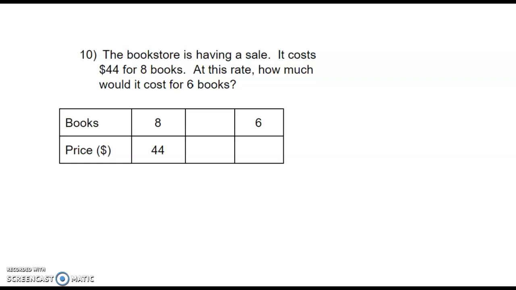The bookstore is having a sale and it costs $44 for 8 books. At this rate, how much would it cost for 6 books? So I plug that into this table right here. But there's not one easy step I can do to go from 8 to 6.